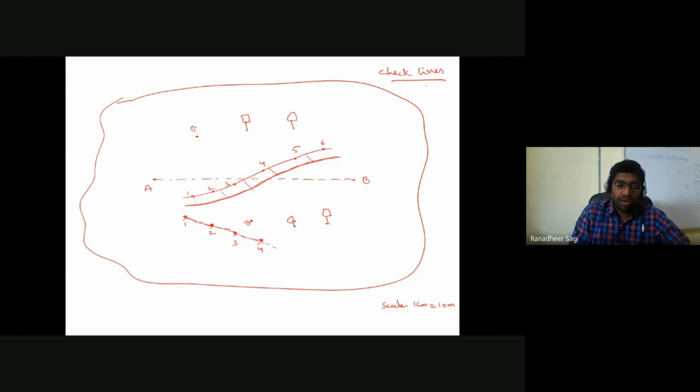By making use of check lines, I have to check the accuracy of the work which I have carried out. Whether the map which I have drawn is accurate or not, whether the work which I have carried out is accurate or not, is what I am supposed to be checking. So how do I check it? What we can try to do is figure out some check lines in your map as well as in the field.